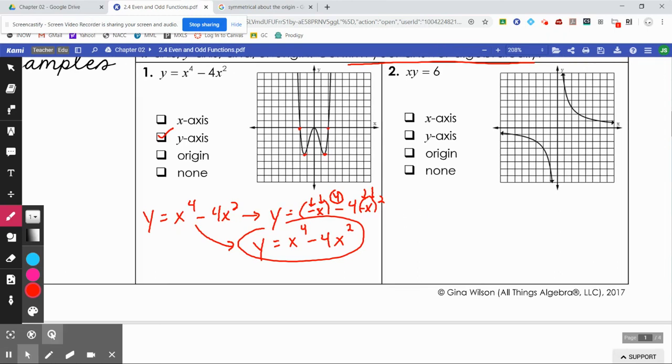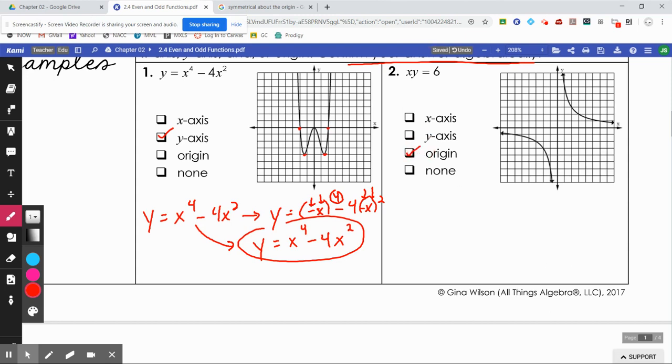Okay, number 2. xy equals 6. You see the graph here. Now this looks like it has rotational symmetry. If we were to spin this around 180 degrees, it looks like we would have the same graph back. So I believe that this should be origin symmetry, or rotational symmetry.